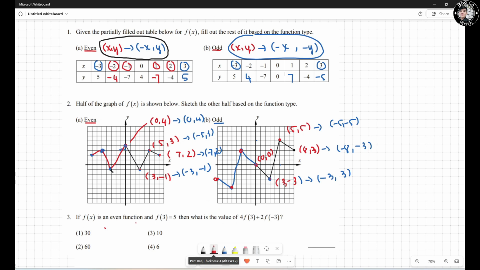If f of x is an even function and f of 3 equals 5, then what is the value of 4 times f of 3 plus 2 times f of negative 3, right? So here's the key information right here: even function. So even function, we're going to apply the formulas right here, right? Alright, so f of 3 equals 5, which means x equals 3, y equals 5. Alright, so the image of this point right here should be negative x, y, right? So it could be negative 3 comma 5, right? So we use this formula right here.